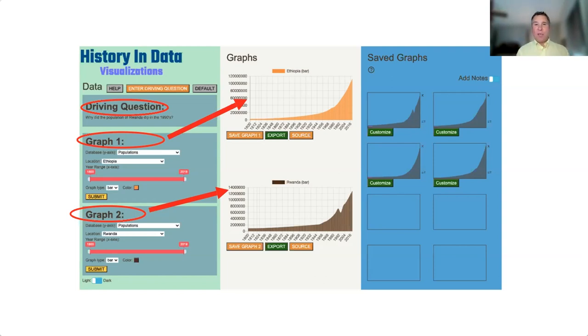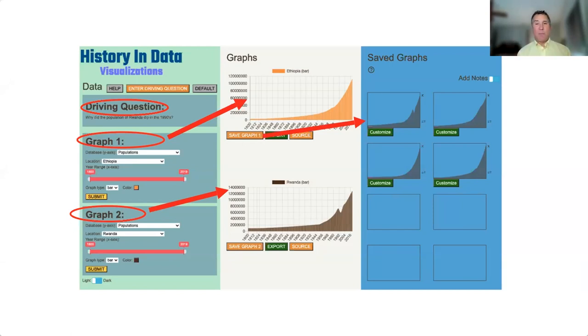Here we see the population of Ethiopia from 1800 to 2016 and the population of Rwanda. In Rwanda, there's a dip. And the question is, why? Why did the population dip in Rwanda during those years? We know that it's the Rwanda genocide. We want the students to try to investigate that.